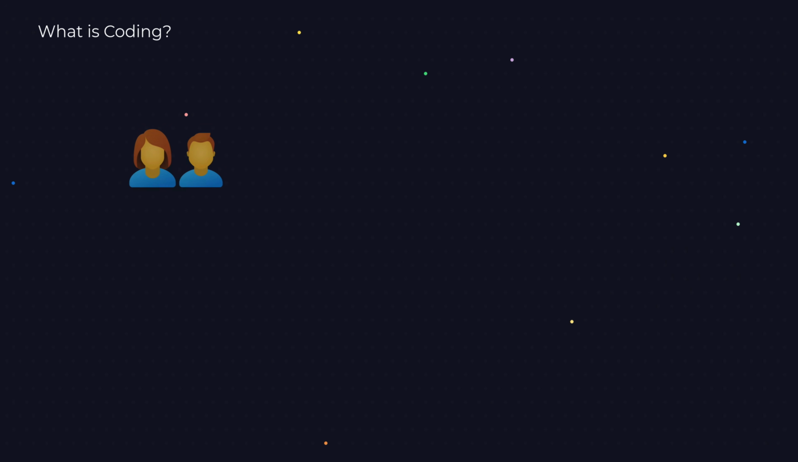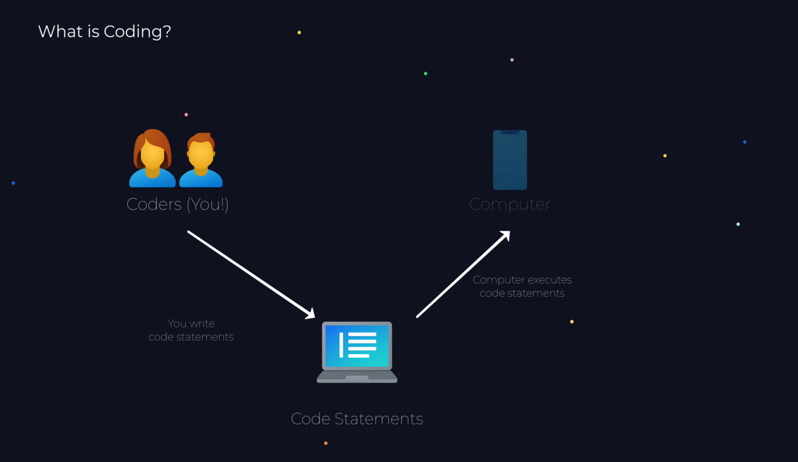First of all, let's make sure we're all on the same page. What is coding? Well, to me, it is just the act of writing out code statements which represent instructions that we want the computer to do. And then the computer reads the code statements and carries out our instructions. Well, what is Swift then? Well, Swift is the coding language that we use to write those code statements.